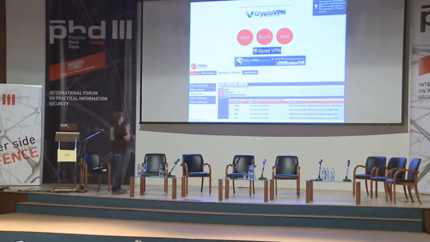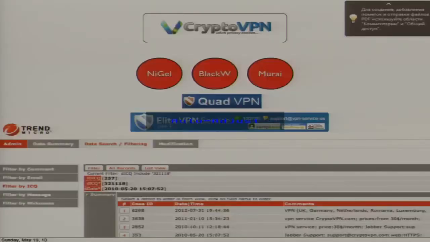Here is another example. This is one of the crypted VPN services. They advertise themselves on different sites under different names, just to show everybody that they exist everywhere under different names.